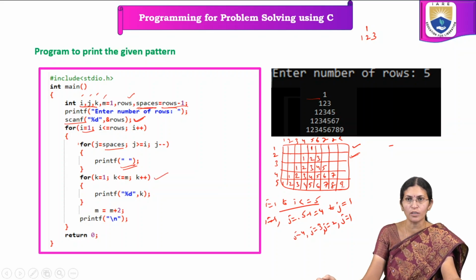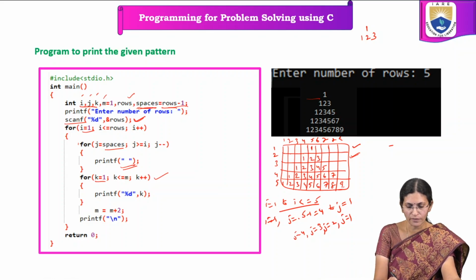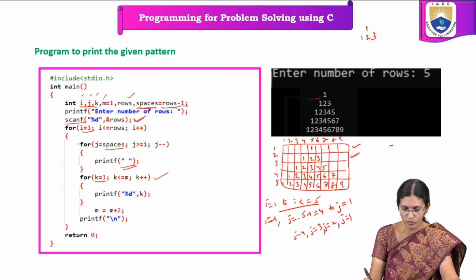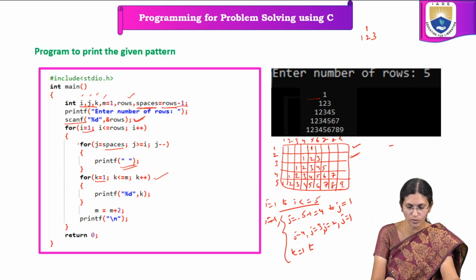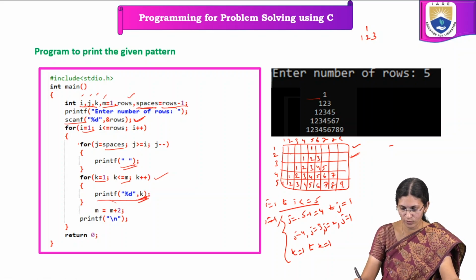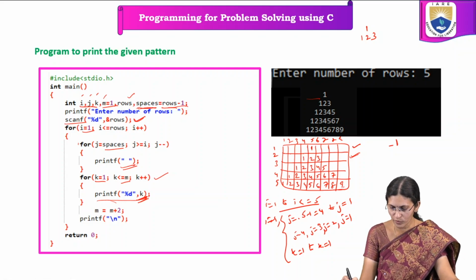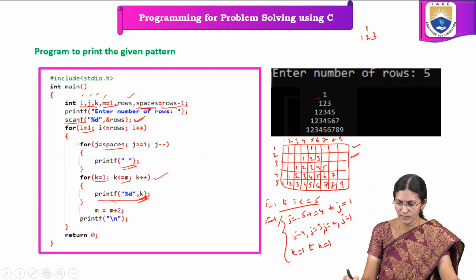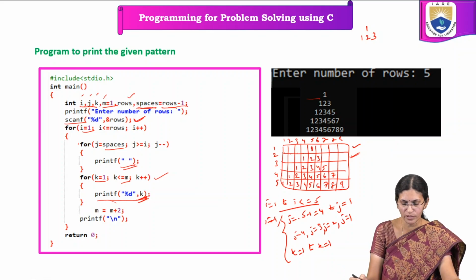Next, after that, this for loop will be executed. In this for loop, we have taken a variable k. For the same value of i, k varies from 1 to k less than or equal to m. For the first iteration, m is equal to 1, so k is equal to 1. So only for one value this printf statement will execute, and it is printing the value of k itself. So 1 will be printed after 4 spaces: 1, 2, 3, 4, then 1 will be printed.